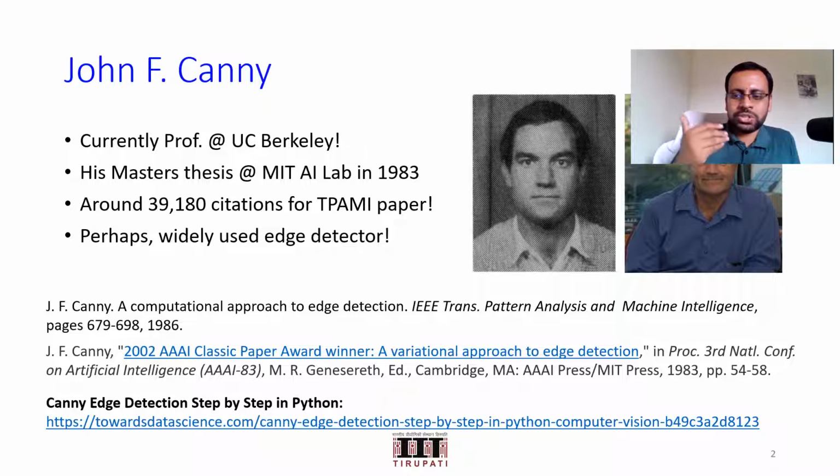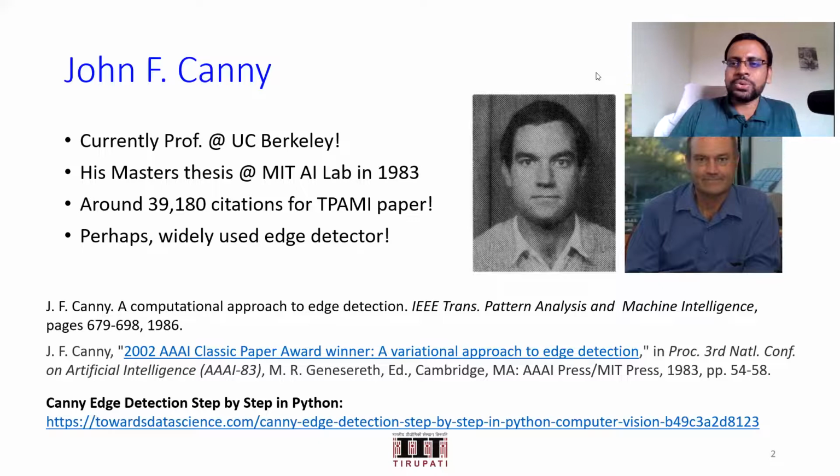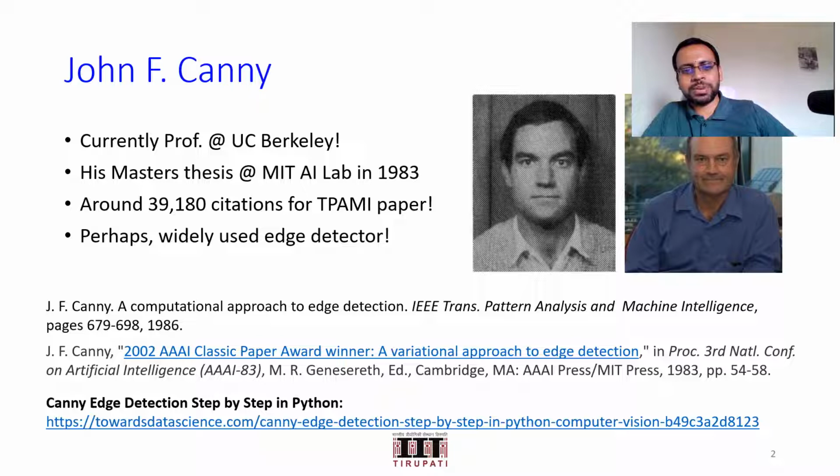Just to give you a feel of how widely used this method is, if you type the name of this paper in Google Scholar, which I tried just a few hours back, it gives around 39,000 citations for this paper. That tells you how important it is. By the way, he did it while he was part of the MIT Artificial Intelligence Lab, way back in 1983. That's the background, or rather the history, of this method.